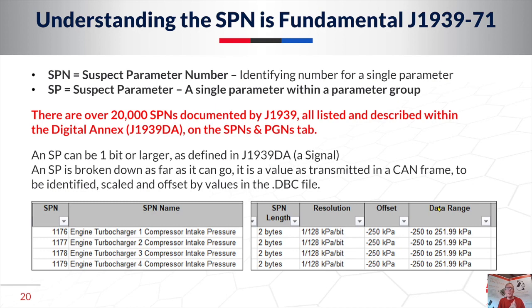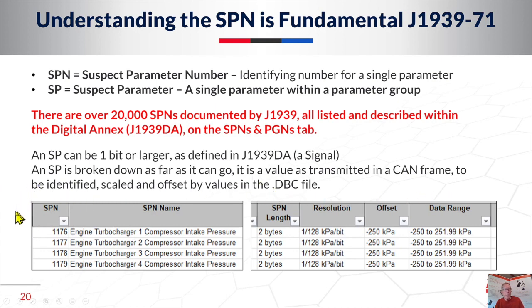There are over 20,000 SPNs completely defined in J1939. They're all listed in the digital annex, the J1939DA, which is a spreadsheet. You turn on filters, you filter on SPNs and PGNs, and you can get anything you want out of there. An SPN can be 1 bit long or any larger number of bits long, all defined in the DA. An SP is broken out as far as it can go. You're not going to break it down any further.